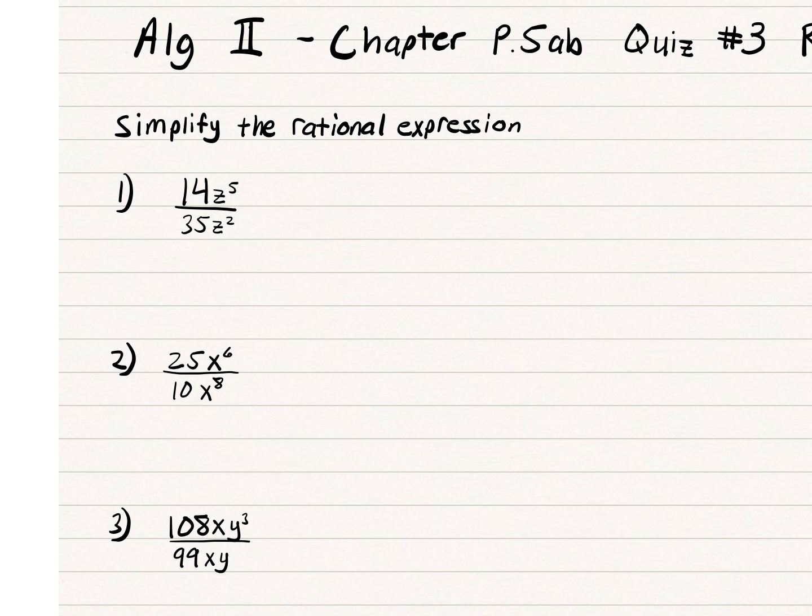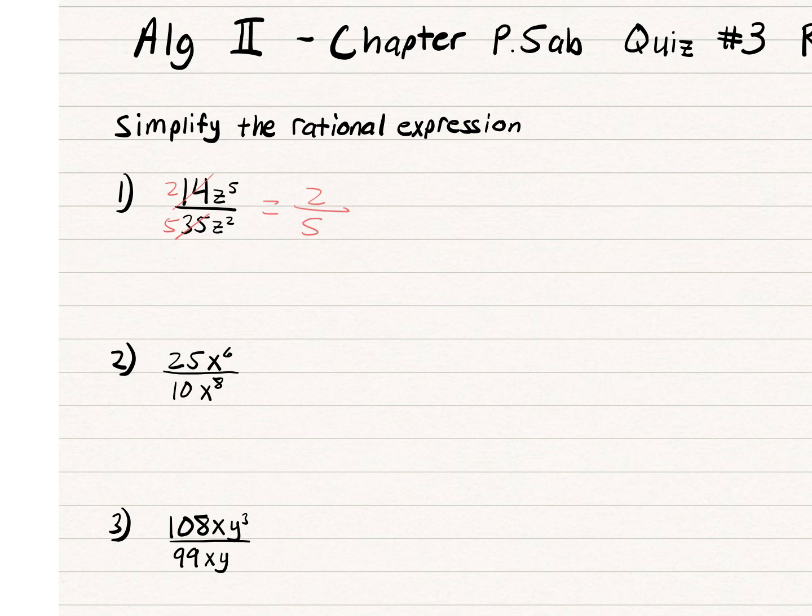Alright, so I have 14 z to the 5th over 35 z to the 2nd. These are pretty simple. They're just a monomial over a monomial. So we can simplify the coefficients. 14 and 35 are our coefficients, so we cancel out a common factor. 14 and 35 share a factor of 7, so we can divide them both by 7. So 14 becomes a 2, 35 becomes a 5. So that's what we have so far.